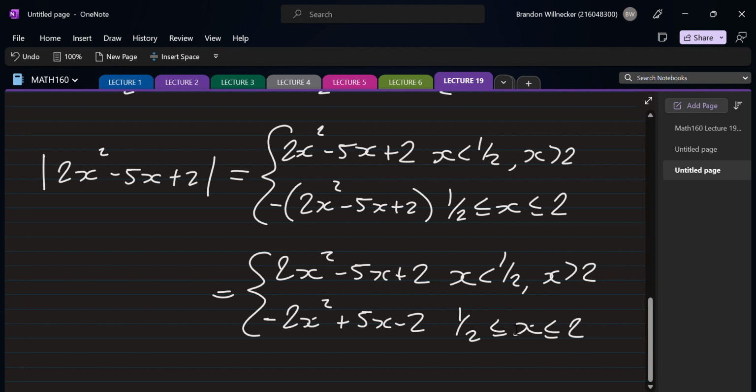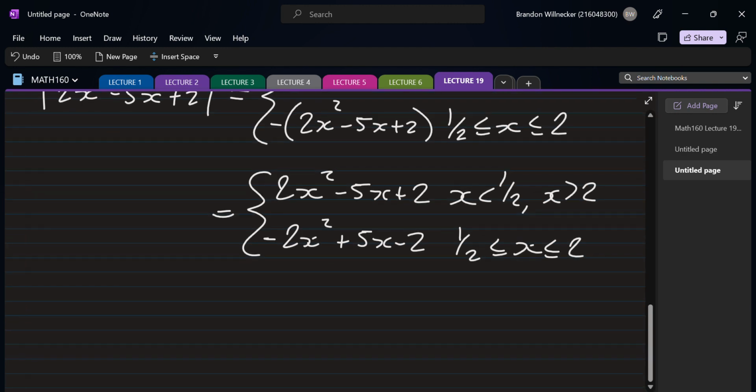Now, in our case, this bottom part is only going to be used because our interval goes from 1/2 to 2. Okay, so we only use the bottom part. We'll see for the next example that that's not always the case. For 1/2 of the interval, you might use the top part of the function. For the other part of the interval, you might use the bottom part of the function. Okay, just depends on where you are.